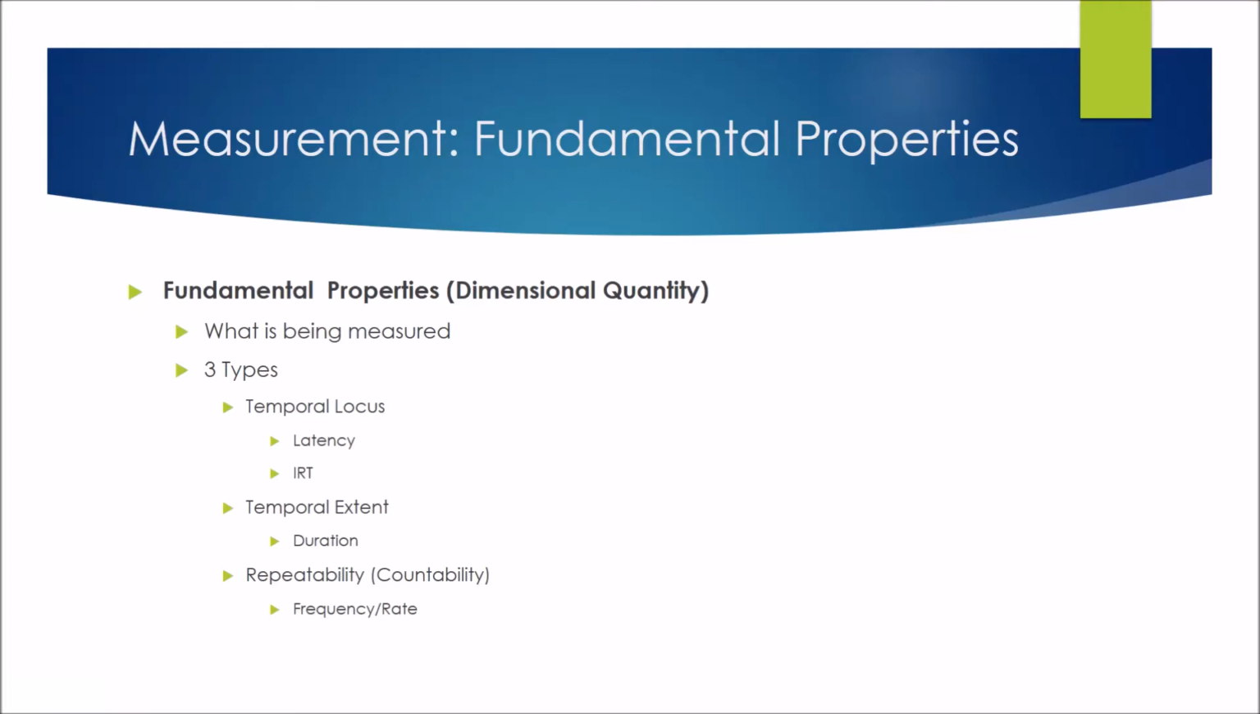Measurement is the process of assigning numbers and units to particular features of objects or events. The number and the unit together constitute the measure of the object or event. A dimensional quantity refers to the particular feature of the object or event that is measured.